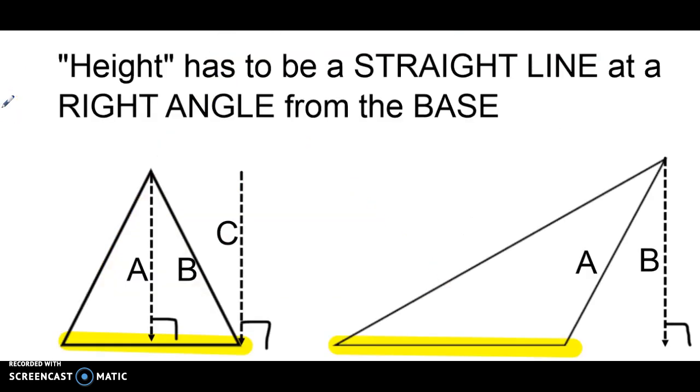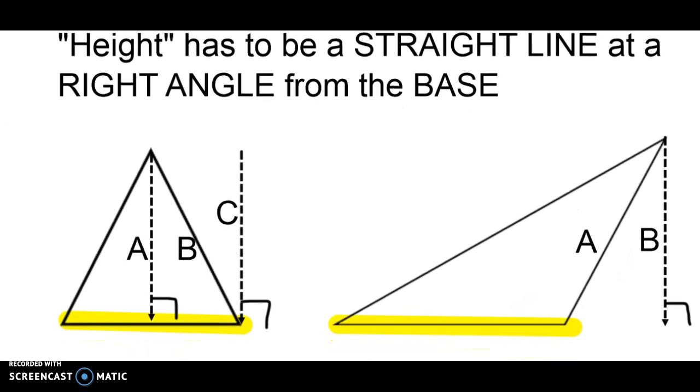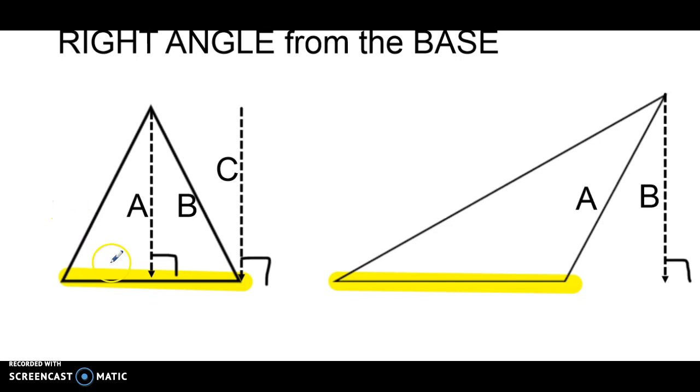Height has to be a straight line at a right angle from the base. So looking at these two triangles, if my highlighted side is my base, can A be my height? Yes, because look, it's at a right angle and it goes all the way up to the top of the triangle. Can B be my height? No, this is not a right angle. Can C be my height? Yes, it goes all the way up to the top of the triangle and it's at a right angle.